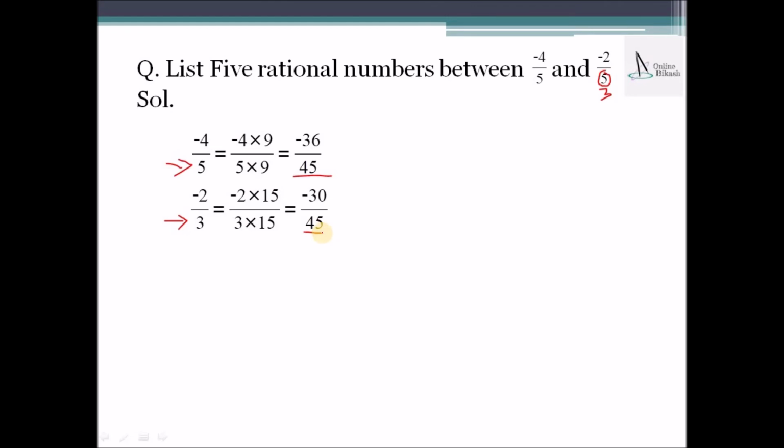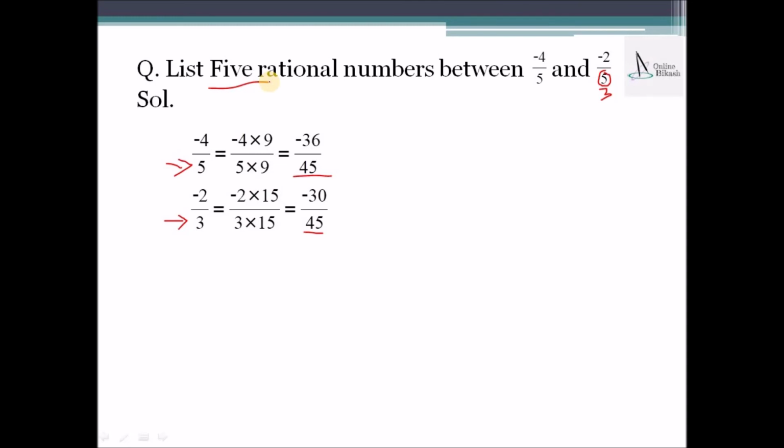Now, many of you are thinking, why has sir not multiplied this 5 by 3 and this 3 by 5? Because in that case, 5 times 3 is 15, and 3 times 5 is 15 in the second case. But if you do it in that way, you will not be able to find 5 rational numbers. In that case, you might be able to find only 2 or 1 rational number. You can try it out at home.